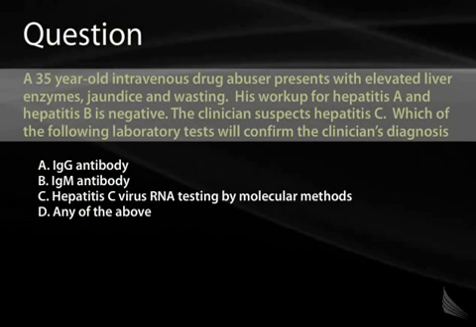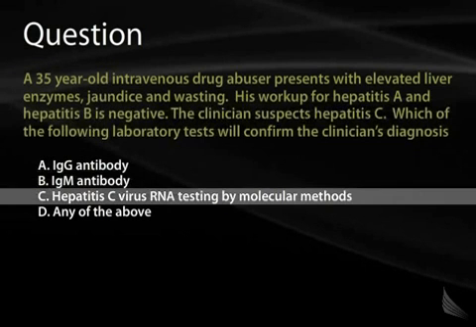IgG antibody will show that they've been exposed, but it doesn't necessarily mean that they have active hepatitis C. IgM antibody will also show recent exposure. Hepatitis C virus RNA testing by molecular methods will show not only that they have been exposed, but also that they have active replicating hepatitis C. So C is the answer.